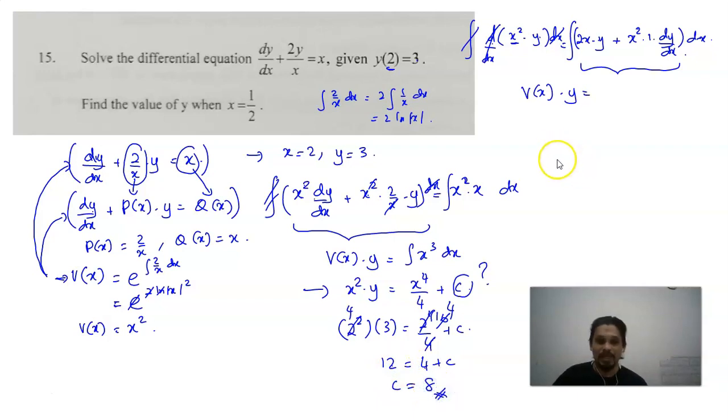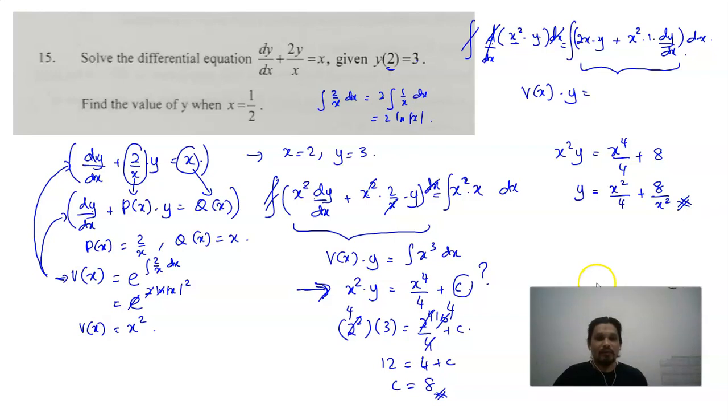Now we refer again to this equation. It gives us x squared y equals x to the power of 4 divided by 4 plus c, which equals 8. So then y equals, dividing by x squared left and right, x to the power 4 divided by x squared divided by 4, plus 8 over x squared.